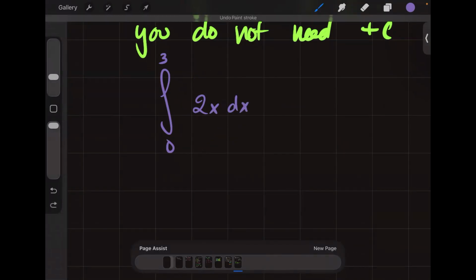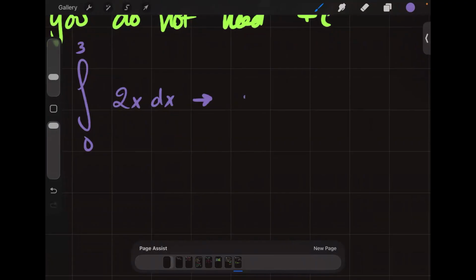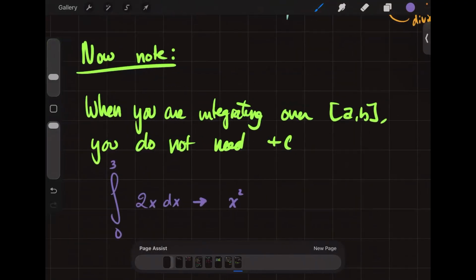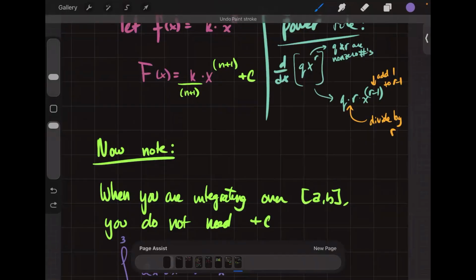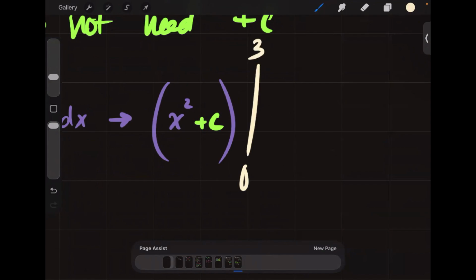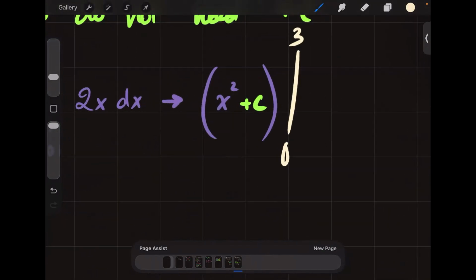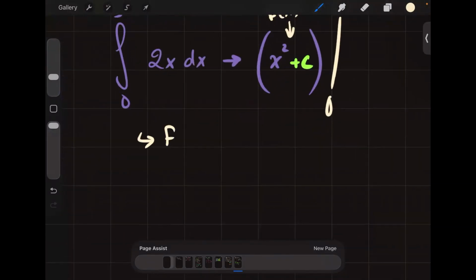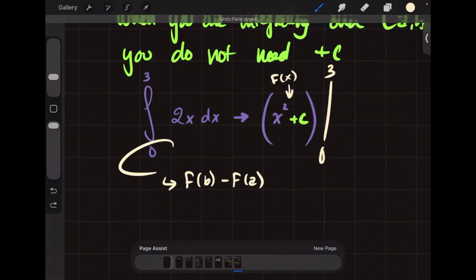If you integrate this, it sends you back to x squared. And let's say we put that plus c in, right? Does it matter what c it is? Nah. So we'll do a plus c, and you want this, once again, from 0 to 3. If you remember, this is your big F of x. The goal is to say big F of b minus big F of a. B in this case is 3, A in this case is 0.